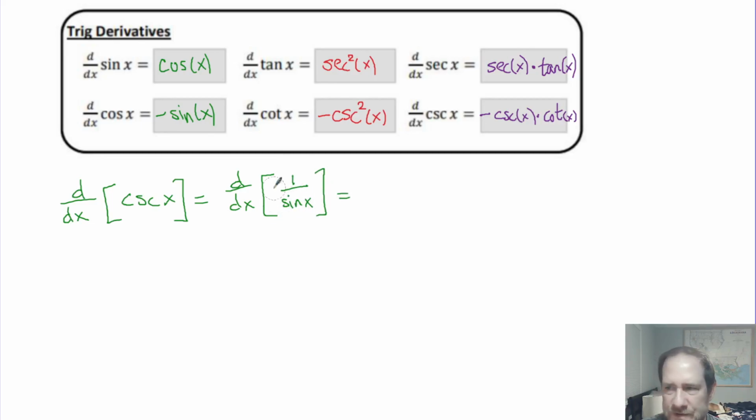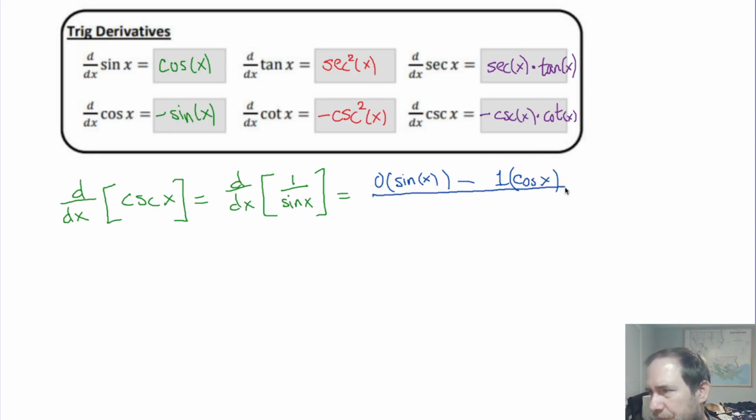And then I would probably just do this as a quotient rule problem. Derivative of the numerator would make 0, which times sine will of course be 0. Then we subtract from that the numerator times the derivative of the denominator, which is positive cosine, of course. And this is going to be all over sine squared.